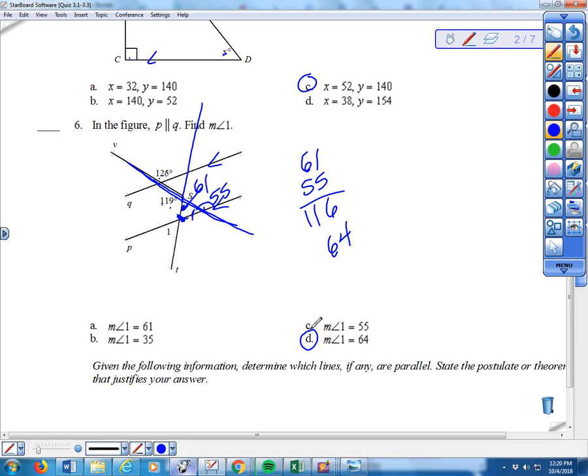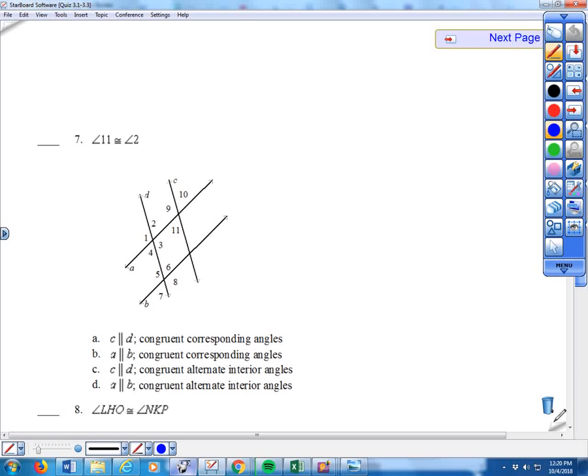Okay, given the following information, determine which lines are parallel. If 1 and 2 are equal, that means that D and C are parallel, and there's my transversal. Because these are alternate interior angles on opposite sides of that transversal. So C and D are congruent, and the reason is alternate interior angles.